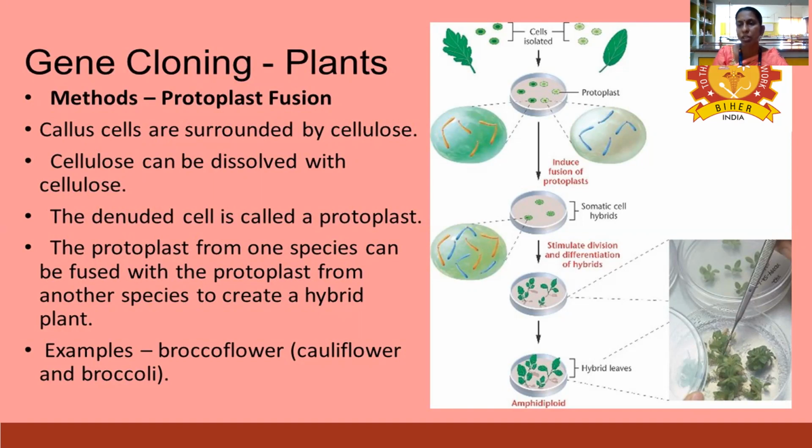Protoplast isolation means what? What is a protoplast? Protoplast means without cell wall. The callus cells are surrounded by cellulose, and the cellulose can be dissolved with cellulase, and without the cellulose, they are called denuded cells. The denuded cells are called protoplasts. So the protoplast from one species can fuse with that of another species, and you get the hybrid product.